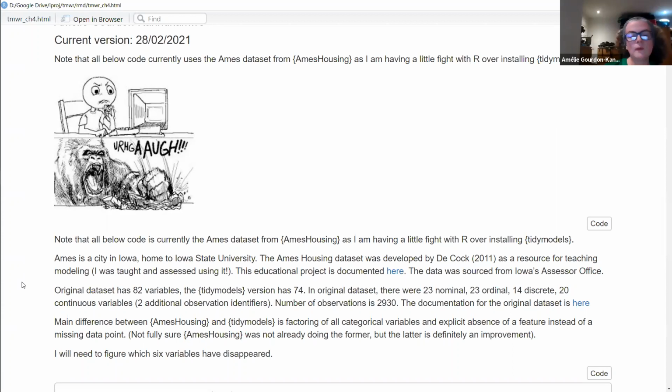The main difference in my understanding between the original Ames housing and tidymodels is that tidymodels has factored everything, but I'm actually not sure that's very true, because in Ames housing, I think it's already pre-factored. We factored what needs to be factored, so categorical variables.